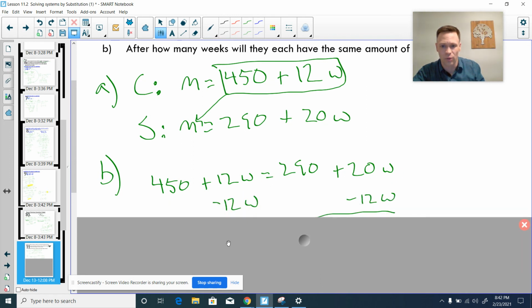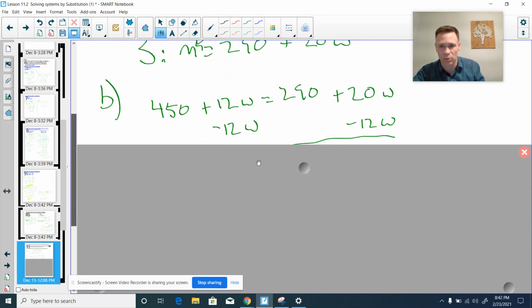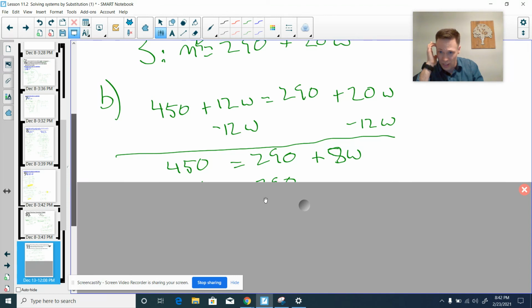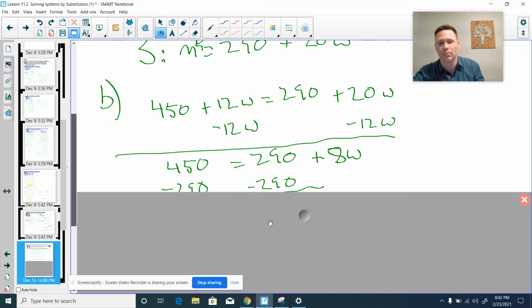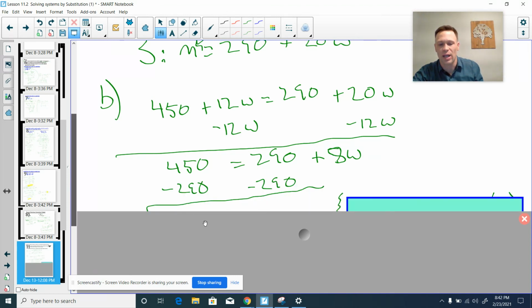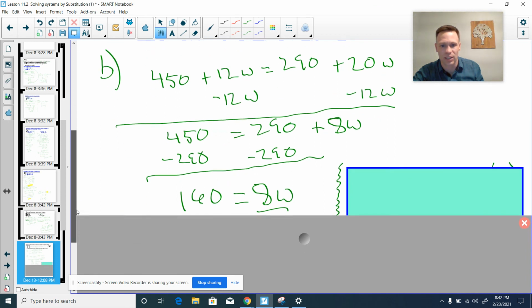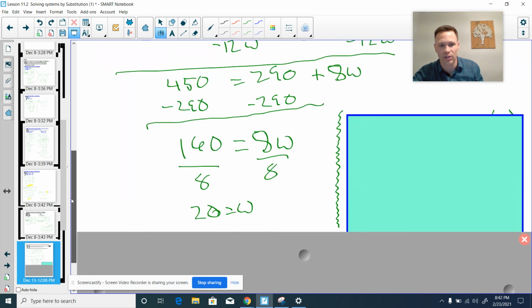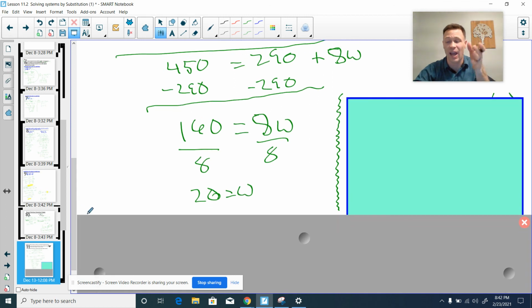So I'm just going to go through the work to solve for W, subtracting 12W from both sides. That'll give me 450 equals 290 plus 8W. I then have to subtract 290 from both sides. That gives me 160 is equal to 8W. Then I divide by 8, and I get W equals 20. What that means is that after 20 weeks, they will have the same amount of money.